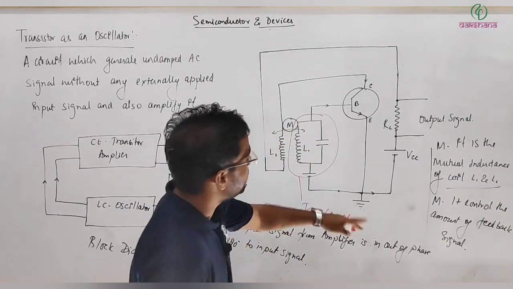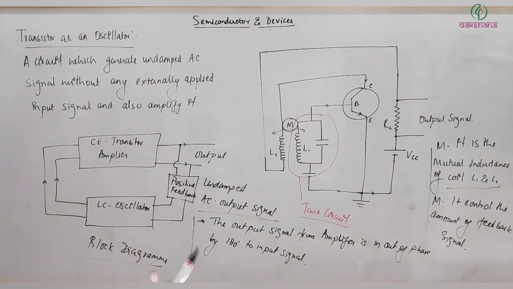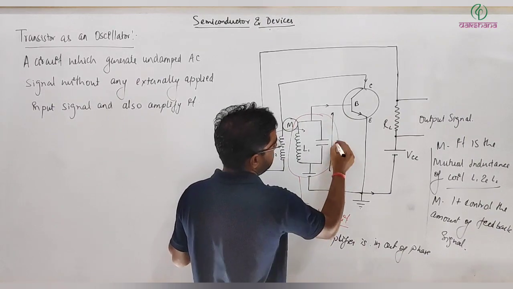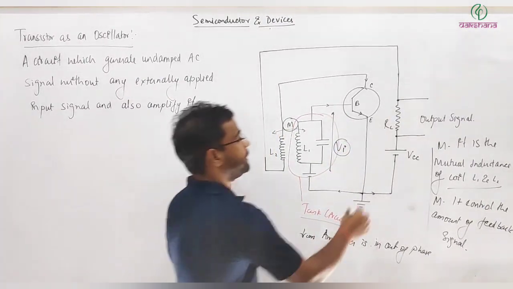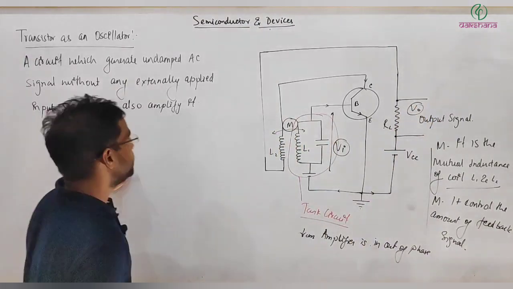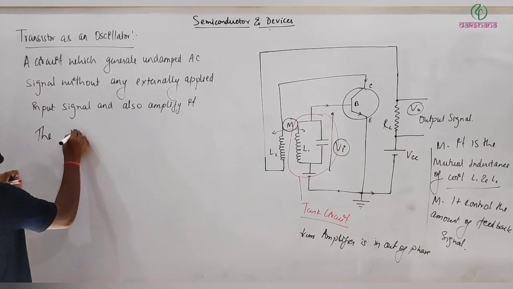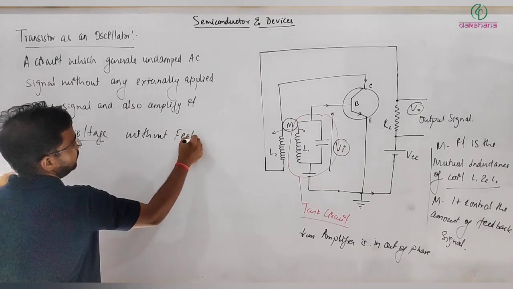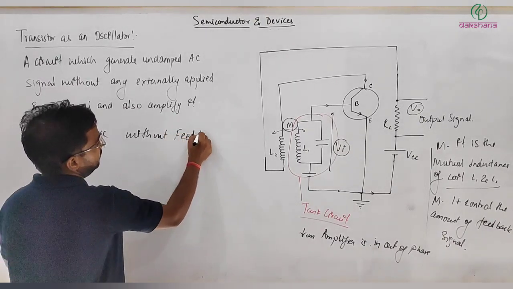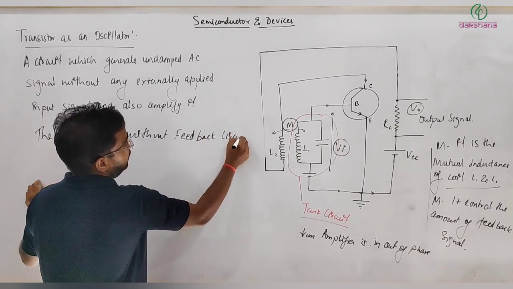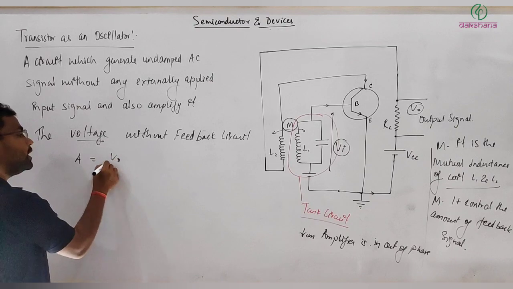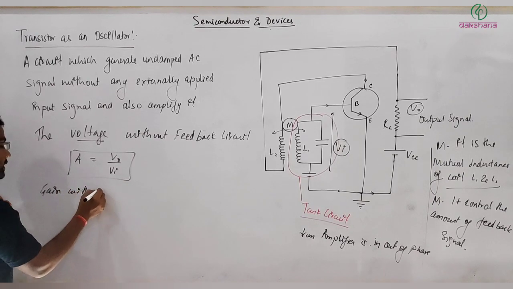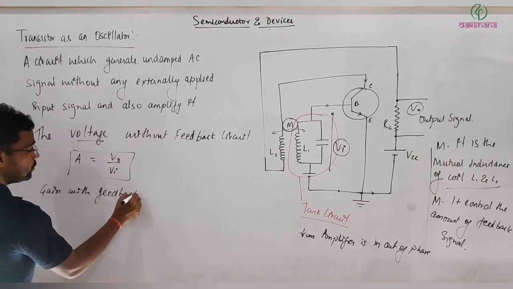Here we can define the voltage gain of the circuit. Let's say the potential drop here is Vi, the input voltage, and here we are getting the output signal V output. Then the gain of the circuit without the feedback circuit I will write as A, and that is equal to V output by V input, and then the gain with the positive feedback circuit.